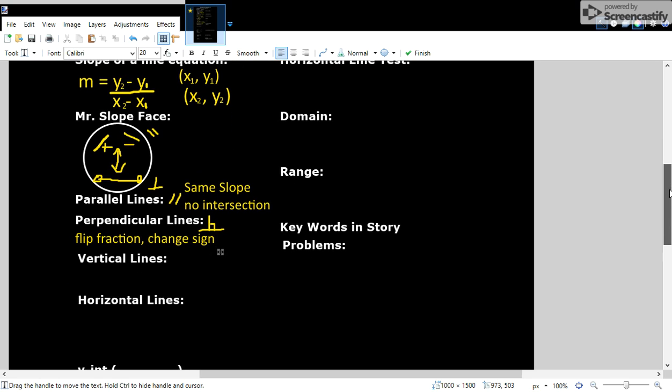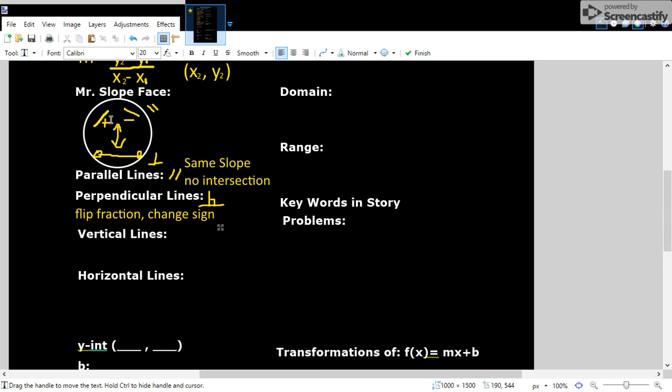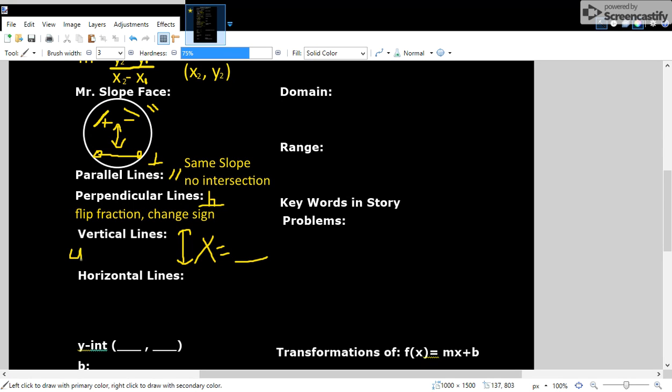Okay, vertical lines, that's like the nose on Mr. Slope Face. For vertical lines, it's always going to be x equals some number. And it has no slope, so it's undefined. Undefined slope.